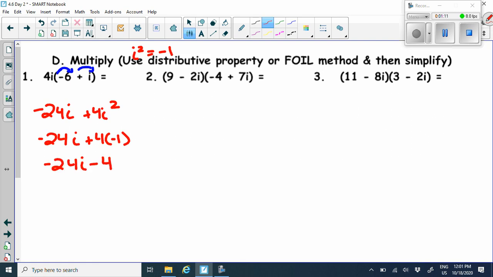Now don't forget, you need to write your final answer in standard form. So my negative 4 comes first because that's the real part. And then I have minus 24i because that's the imaginary part. So my final answer here is negative 4 minus 24i.